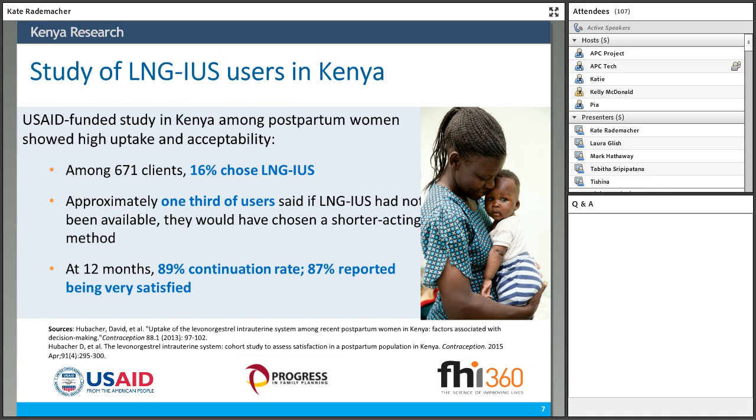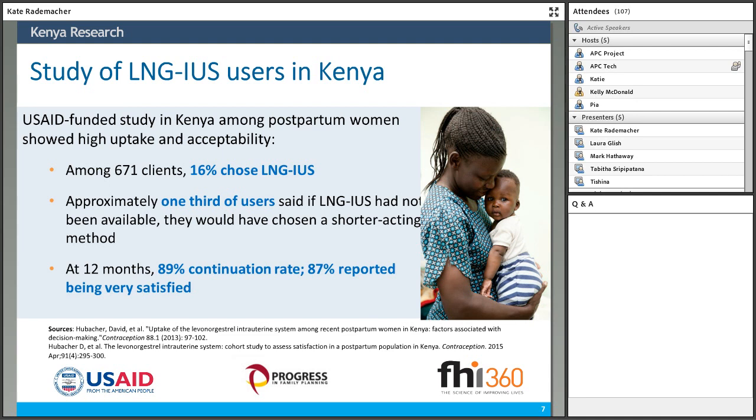So now I'm going to briefly go over some of the recent research and assessments that have been underway focused on the LNG-IUS to build the evidence base about the potential impact of this method. On this slide, you can see a summary of the results of a study by a colleague of mine at FHI 360, David Hubacher and team, who led a study in Kenya several years ago under the USAID-funded PROGRESS project.